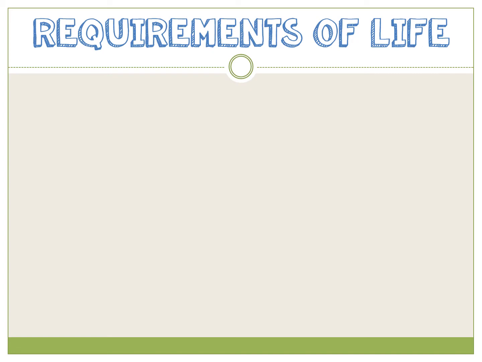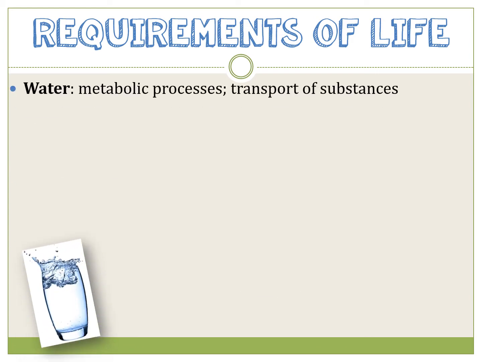Now, your online textbook actually has 4 of these recognized or outlined, and the textbook in the classroom actually has 5. And I've included the 5 in this particular slide. And the one that your online textbook leaves out, I'm going to start with. So there's water, and water is obviously a very important requirement of life. It helps us carry out our metabolic processes and also allows for the transport of substances.